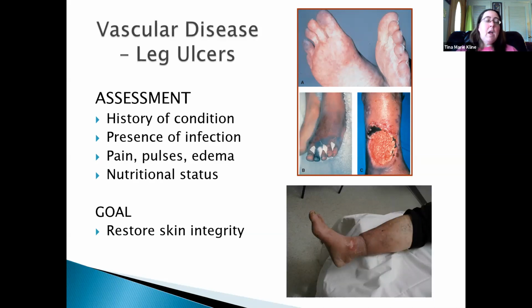I'm assuming you mean like call the healthcare provider as a priority. Generally, these things are not a priority unless the patient is showing signs of systemic infection. Okay, because then we're talking potential sepsis and how it's affecting the rest of the body. These ulcers, these vascular ulcers, are chronic problems. They didn't happen overnight, and it's not going to be solved overnight.